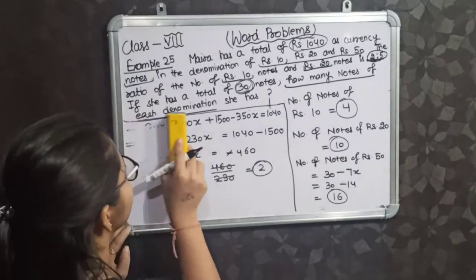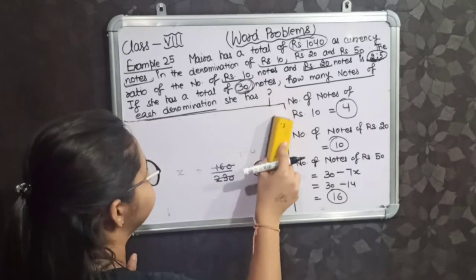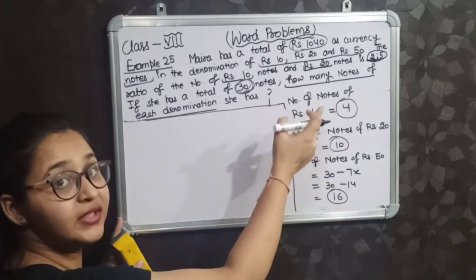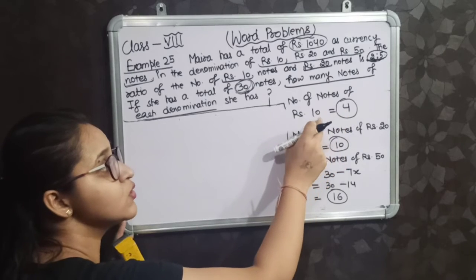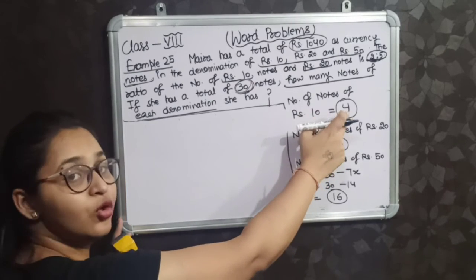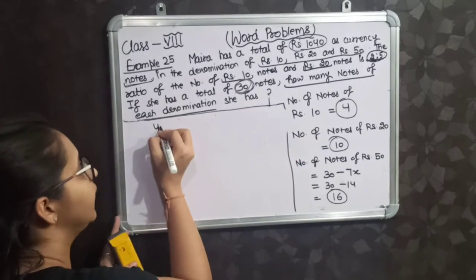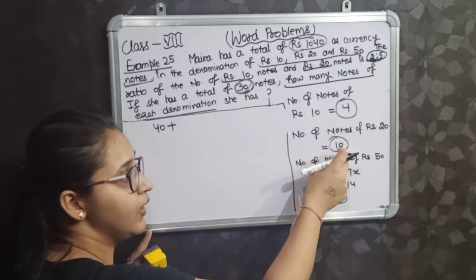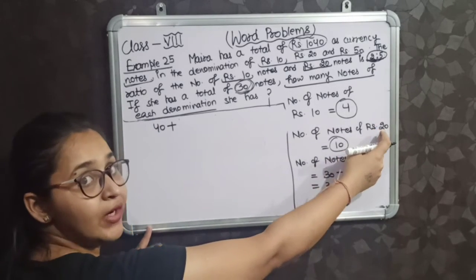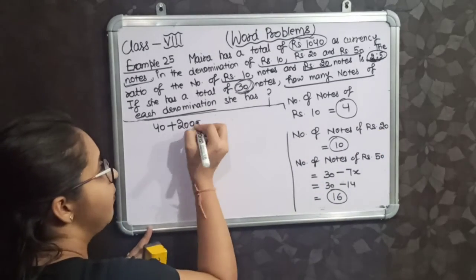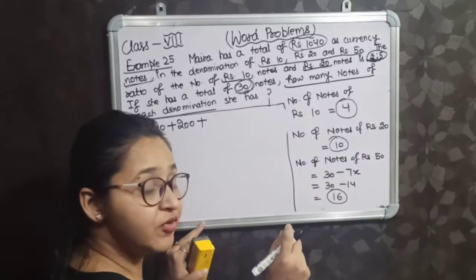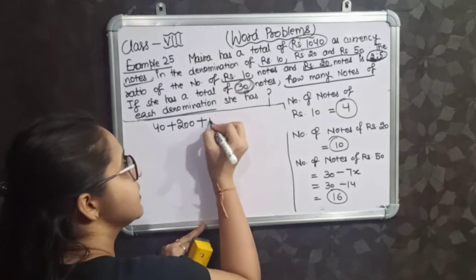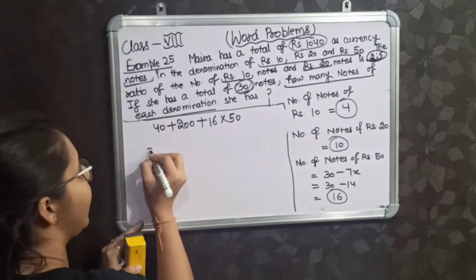Now, you can verify your solution. How will you verify? See, you have 4 notes of rupees 10. It means the total amount will be, if you have 4 notes and 1 note is rupees 10, then the 4 notes will be 40 rupees. 40 plus, if you have 10 notes of rupees 20, the total amount will be 10 multiply 20. It will give you 200 plus the number of notes of rupees 50 is equal to 16. So 16 multiply 50 will be the amount.